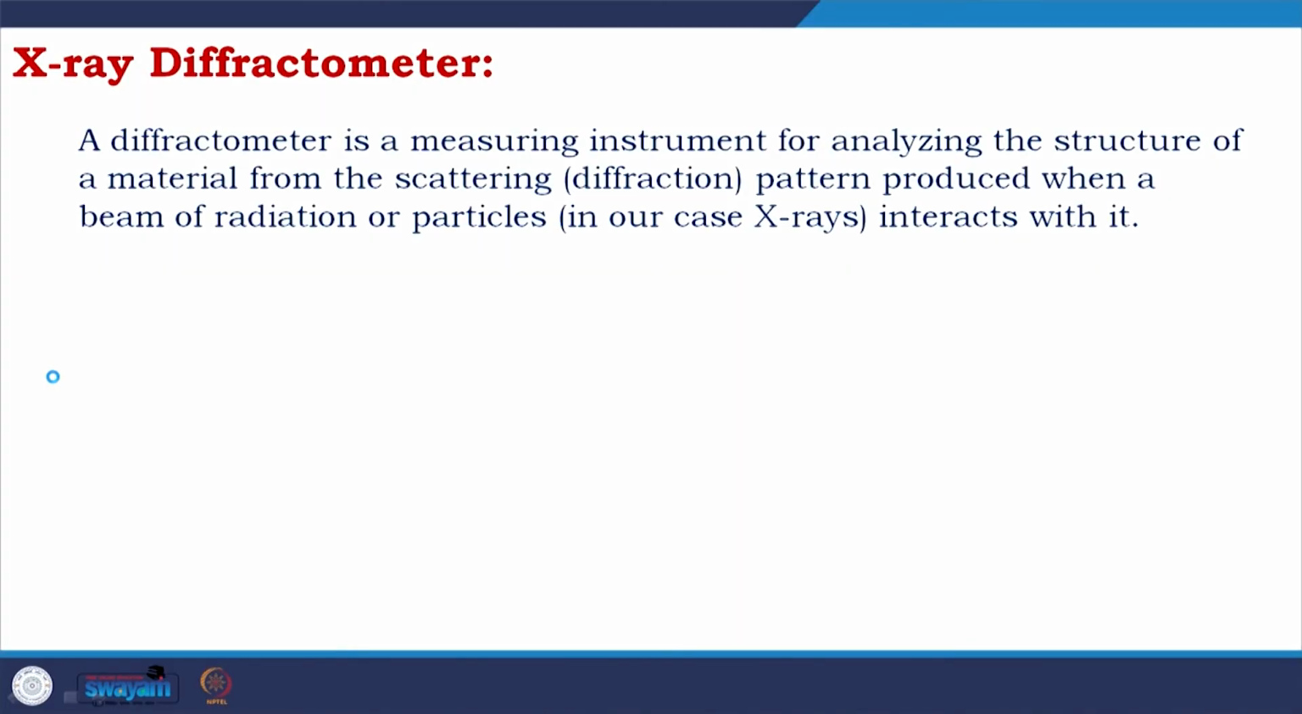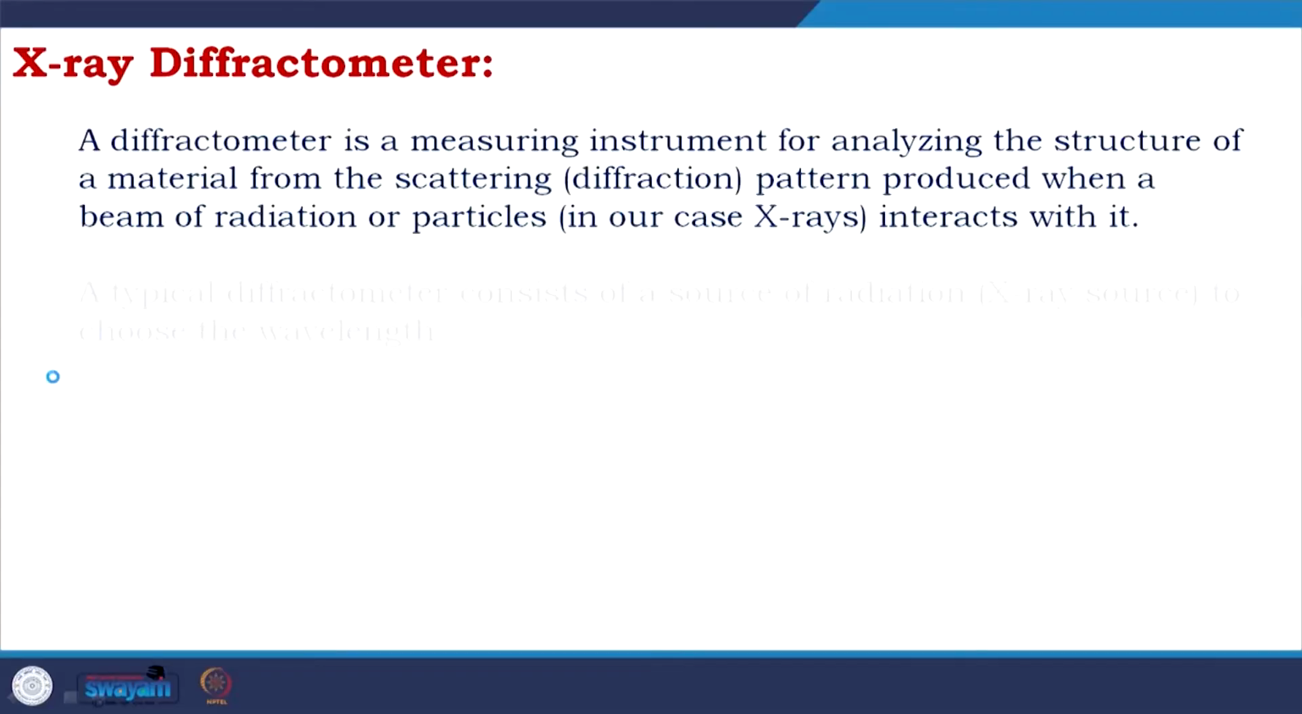Now, as I told you, I would talk about the X-ray diffractometer, how the whole thing is composed. A diffractometer is a measuring instrument for analyzing the structure of a material from the scattering, which means the diffraction pattern, produced when a beam of radiation or particles interacts with it. You have a material, you put the X-ray on it and it makes a scattering or diffraction pattern. If the pattern helps you to calculate the properties of this material, then it is useful. That is what is happening in the diffractometer.